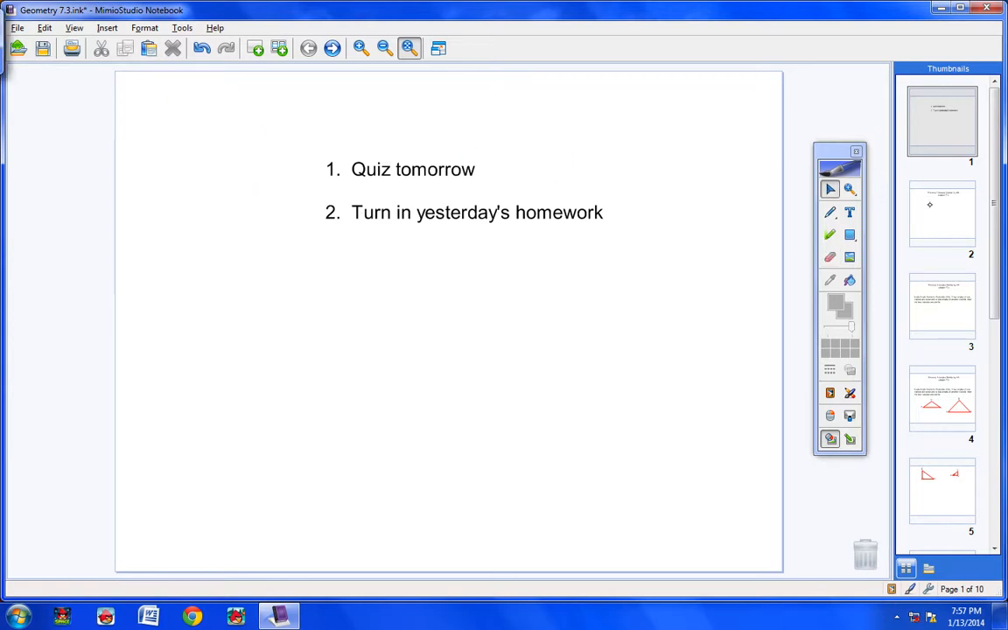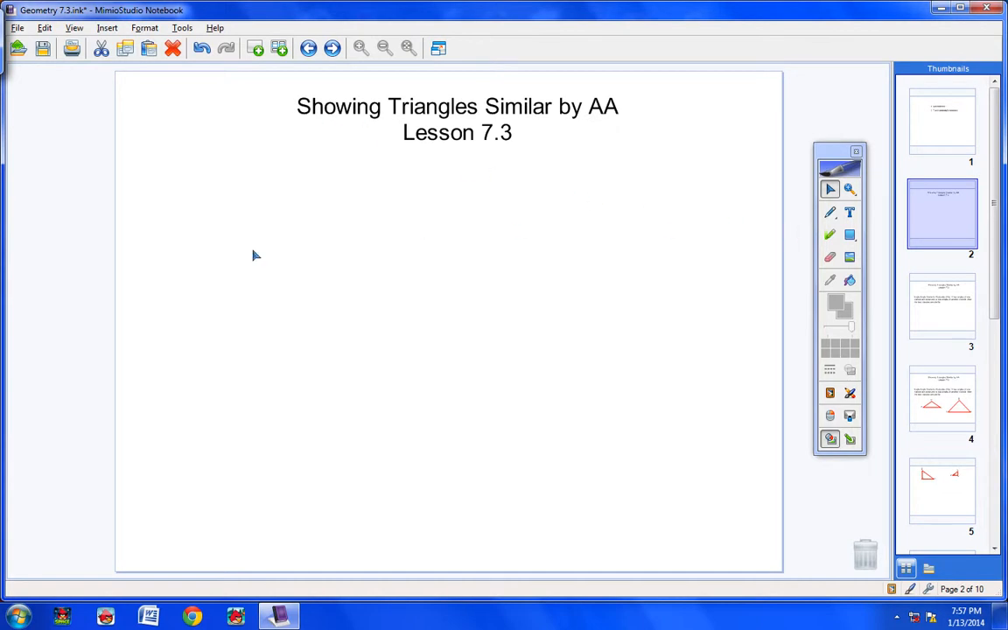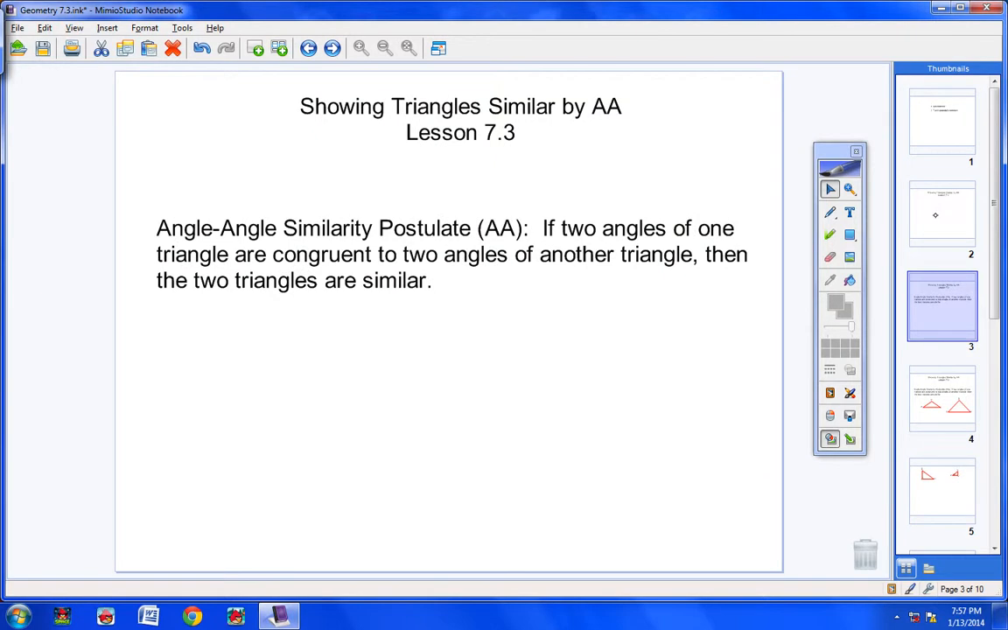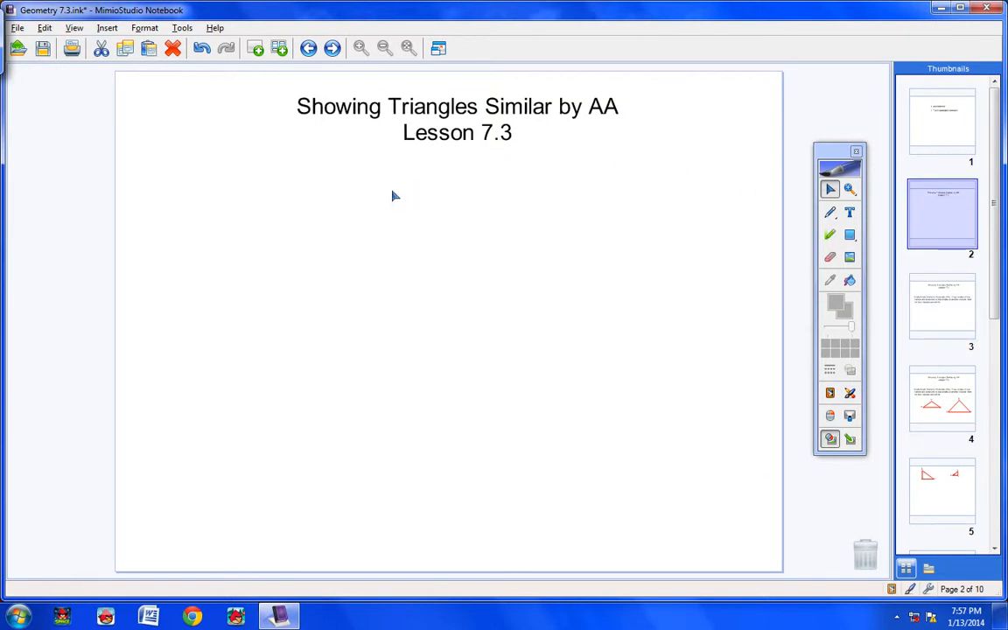So here we go. Please copy this heading in your notes. We are going to look today at a way to prove or show that triangles are, look, similar, not congruent. Okay, similar. So we're going to learn how to prove or show that triangles are similar by using AA, and that's the angle-angle theorem or angle-angle postulate, okay? And so that's what we're going to do today.